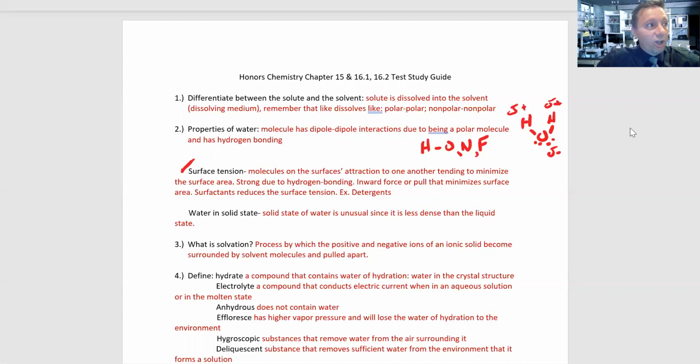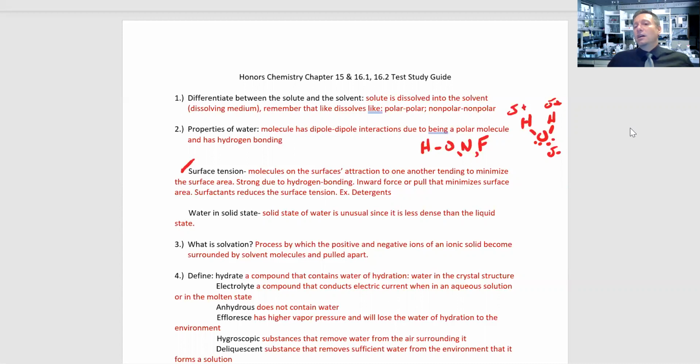That's why you could float a rubber band. You could float a paper clip. You could float different things on water. A bug can walk across water. You do a belly flop in a pool, that's why it hurts, because of surface tension. All the attraction of the molecules on the surface tending to pull towards one another is minimizing the surface area.